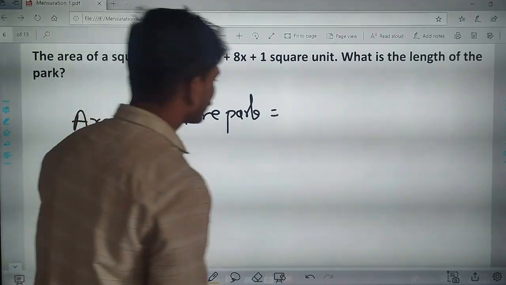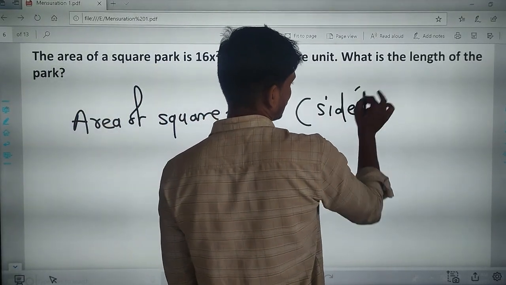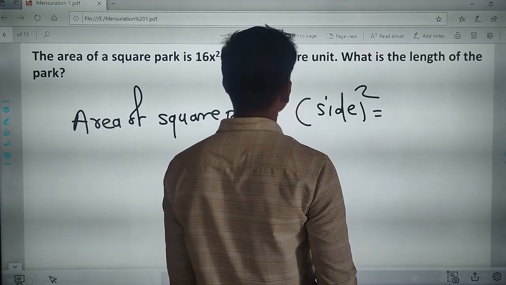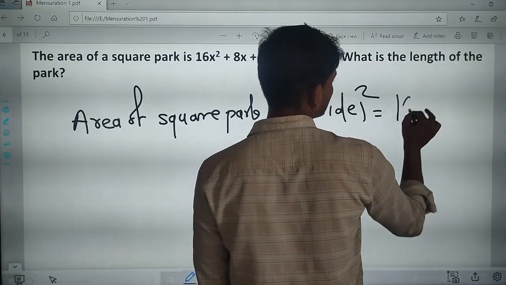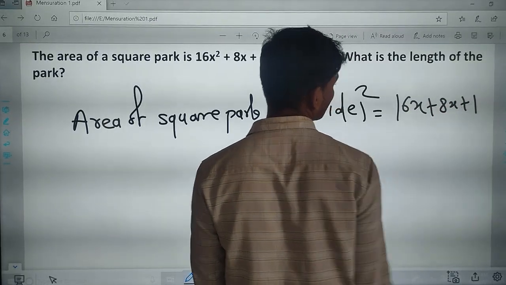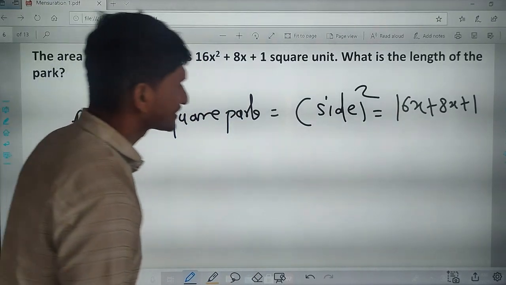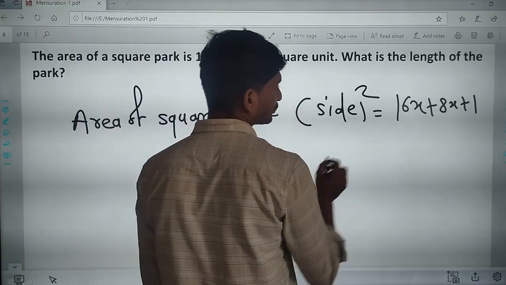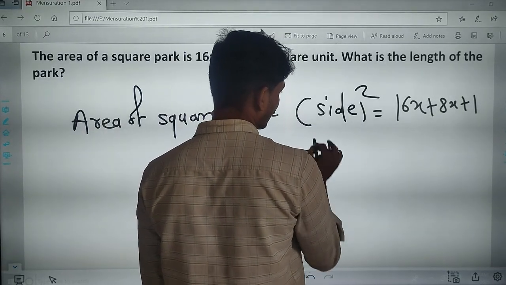Area of square park is equal to side square. Side square is 16x square plus 8x plus 1. Then we find the length of the park, that is, we find the side. Then taking square root on both sides, or firstly solve this equation.